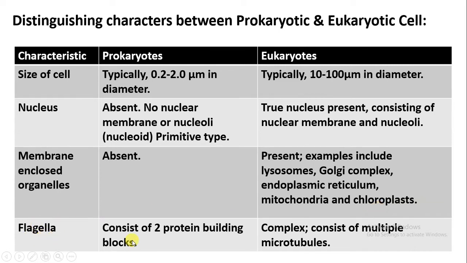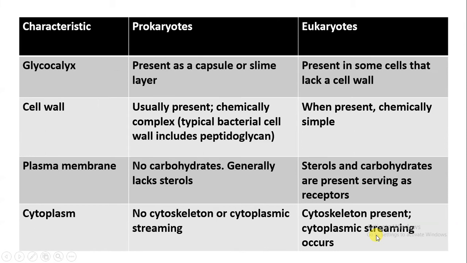Next is the flagella. In the prokaryote, the flagellum consists of two protein building blocks. But when we talk about the eukaryotes, the flagellum is complex and it consists of multiple microtubules. Next is about the glycocalyx. Glycocalyx, it is the outermost layer. So here it is present as a capsule or a slime layer in the prokaryotes. And in the eukaryotes, the glycocalyx, it is present in some cells that lack a cell wall.